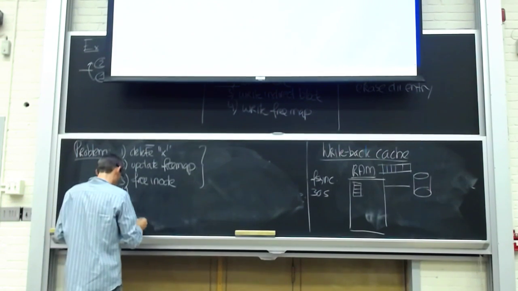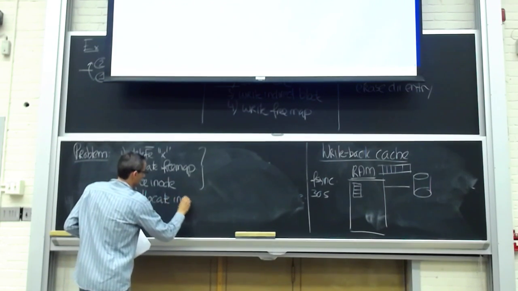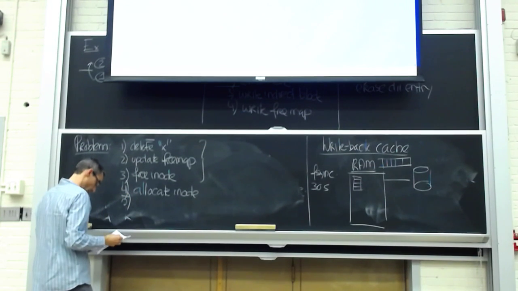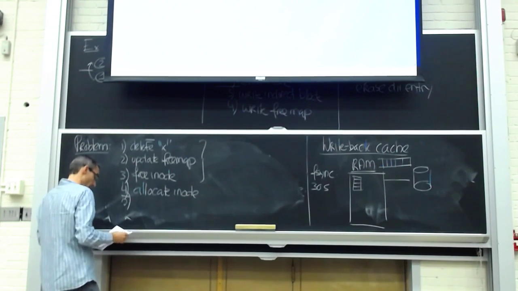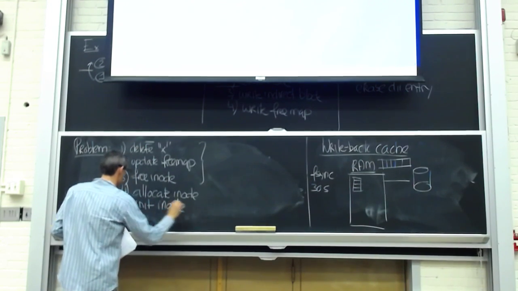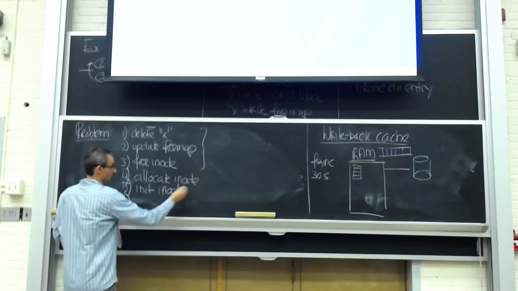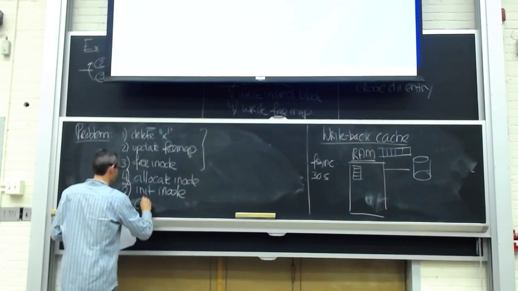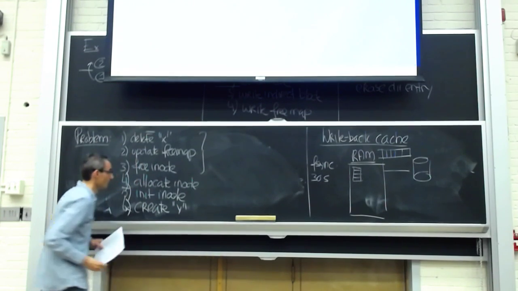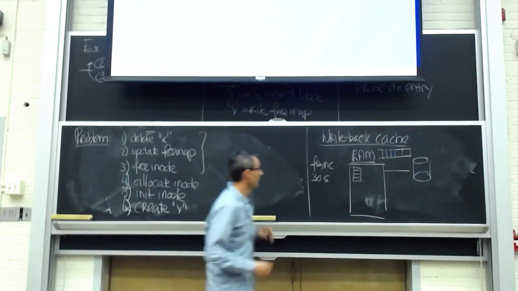So what will Y do? Y will allocate an inode, and then it will initialize the inode. And finally, it will maybe point it to a block, and then maybe it creates Y in a directory. So we would think about the sequence of operations correctly in the context of a write back cache.